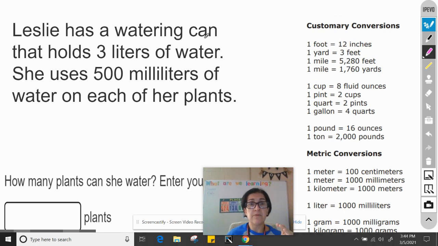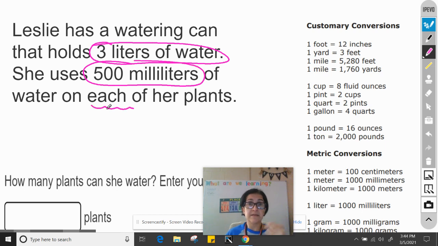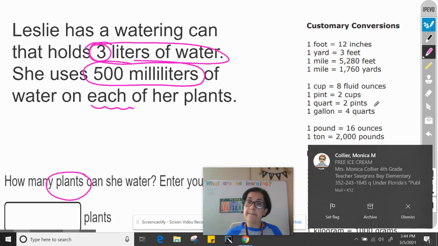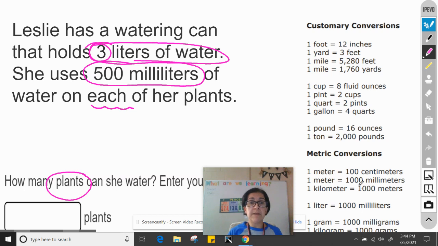The next question. Leslie has a watering can that holds 3 liters of water. She uses 500 milliliters of it for each plant that she waters. Okay, we want to know how many plants she can water. So basically, you are dividing those 3 liters into groups of 500 milliliters to be able to see how many plants you can water with those 3 liters.